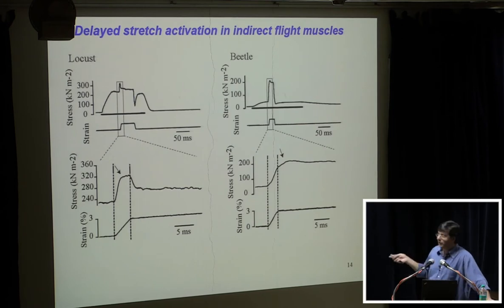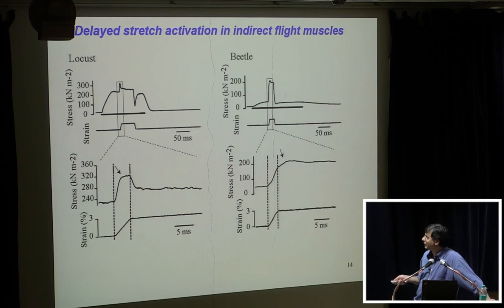And if you look at the physiological properties, then you see this kind of delayed stretch activation occurring. So here are locusts and here are beetles. This is the stress on the muscle, the force per unit area with which you stretch it, and then this is the strain on it. If you take a small part of it, you actually see what's going on. When the strain stops, the muscle sort of comes back a little bit in this case. Here, it continues to extend, or to contract.